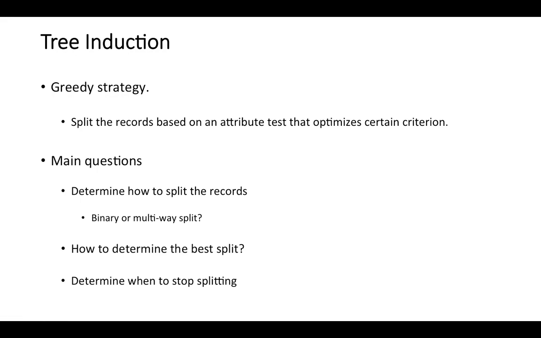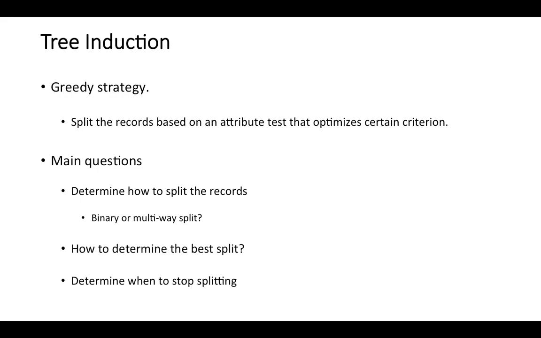So the idea is simple. It's a greedy strategy. Every time you split the records based on an attribute that optimizes a certain condition. You take an attribute and see the class label. If all of them belong to a certain node, you don't split it. If not, you take the next attribute. So you go sequentially. It's a greedy strategy.